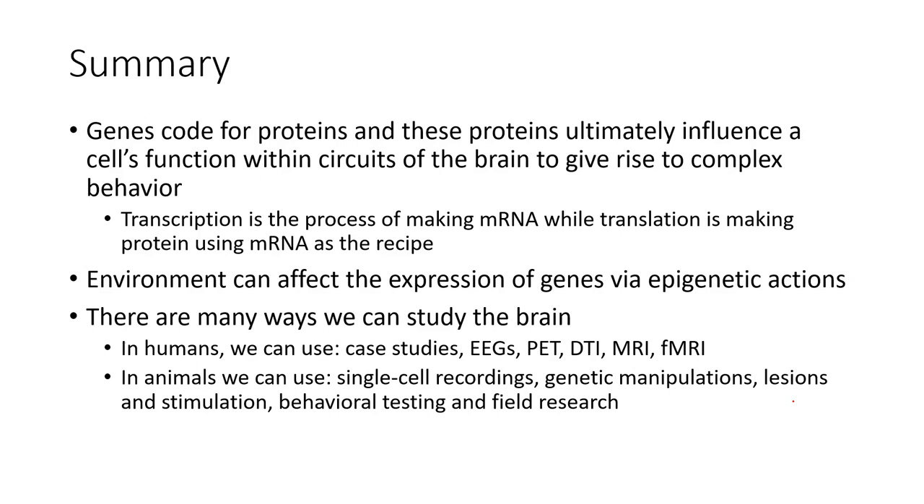There are many different ways that we can study the human brain. In human beings, we can use things such as case studies, EEGs, positron emission tomography, DTI, MRI, or fMRI to better study it in living individuals. But in those conditions which require manipulations of the brain in some way, we can use animals instead. So for single cell recordings, genetic manipulations, lesion and stimulation studies, as well as behavioral testing and field research, we can use animals to better understand the human condition. So that's it for this lecture.